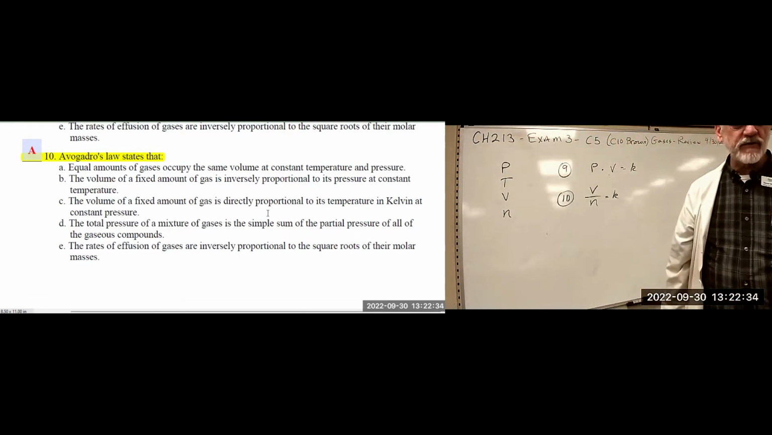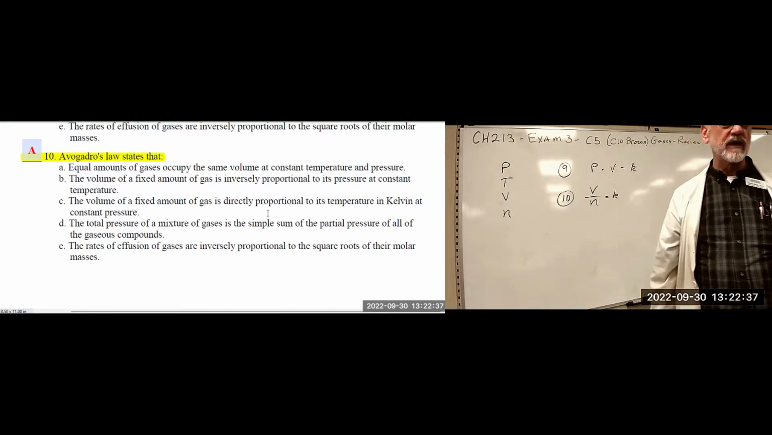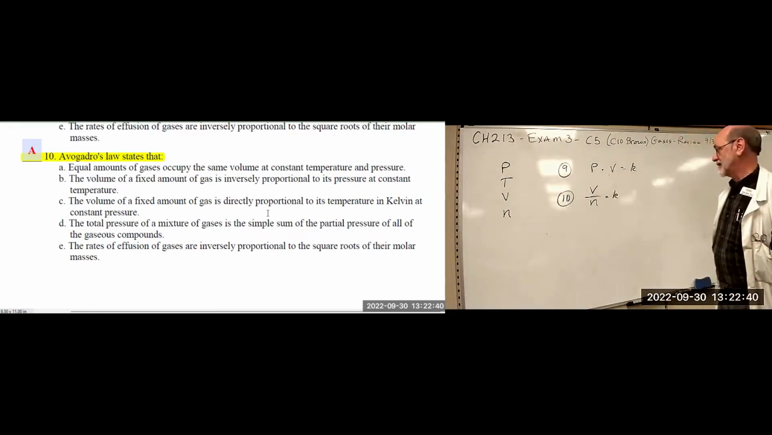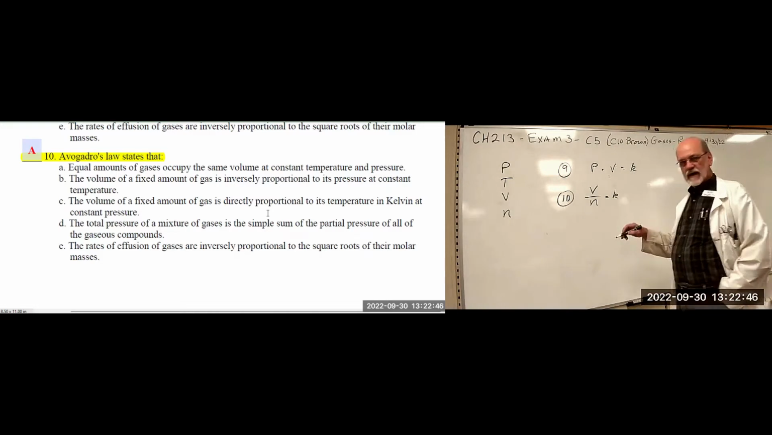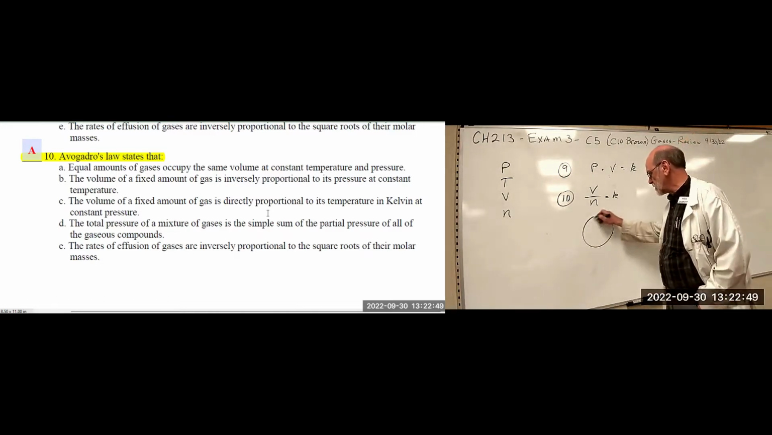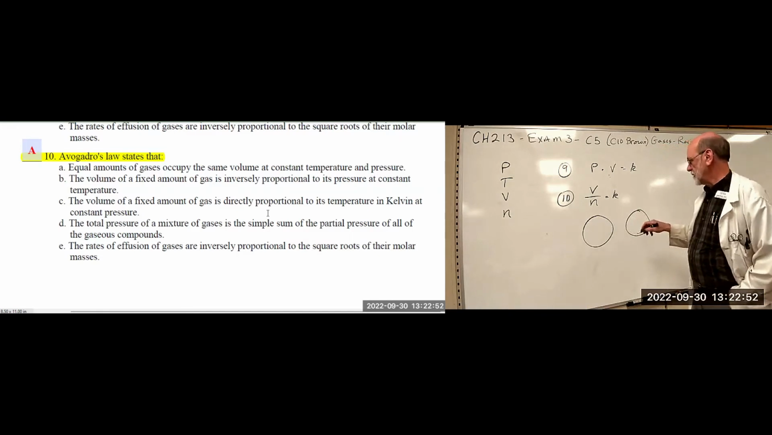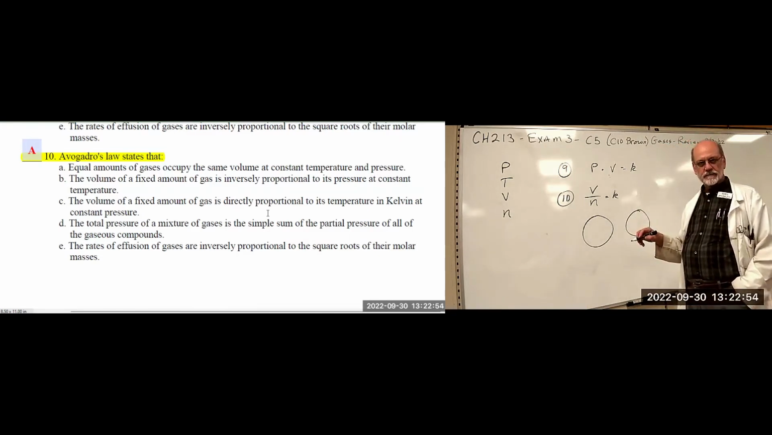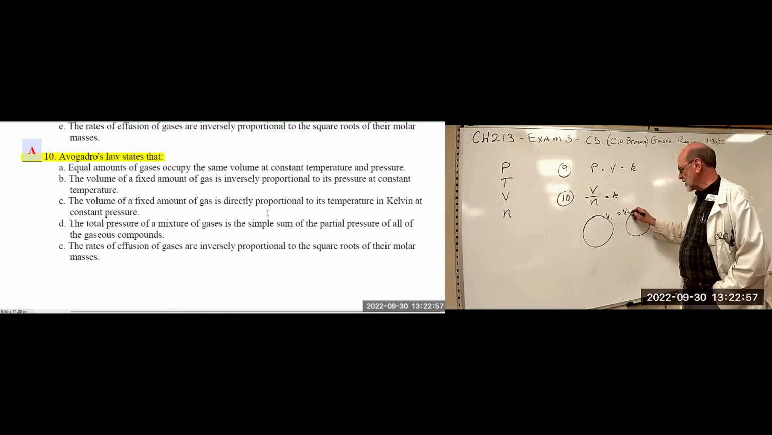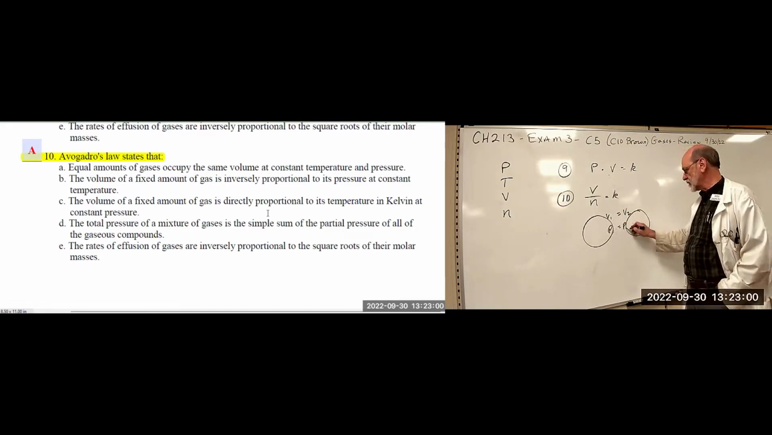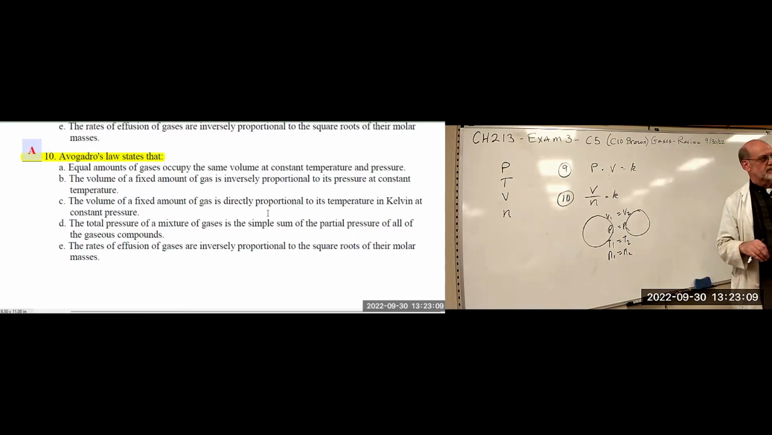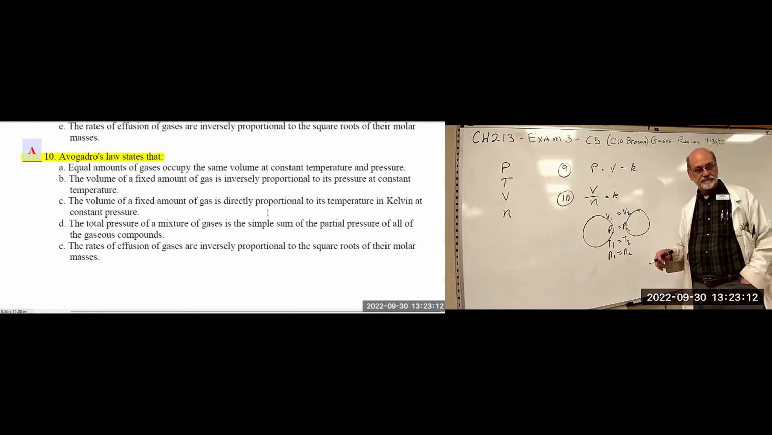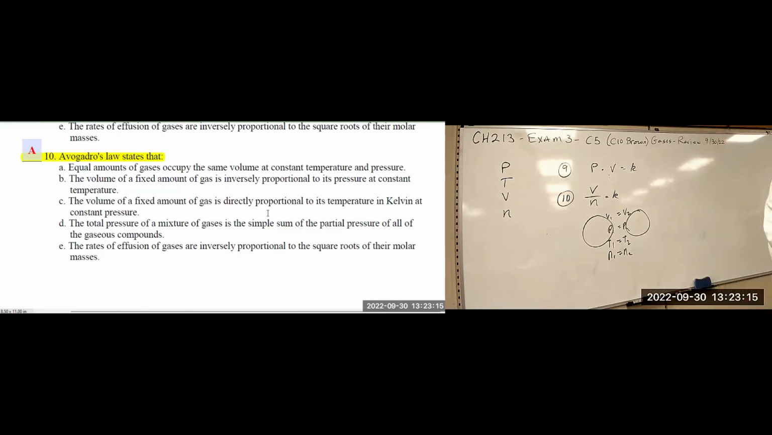And equal amounts of gas occupy the same volume at constant temperature and pressure. That's another way of saying it. This is actually Avogadro's law, but another way of expressing it is, if you have this volume equals that volume, this pressure equals this pressure, this temperature equals this temperature, then it has to have the same number of moles in each container. That's another way of expressing Avogadro's law.